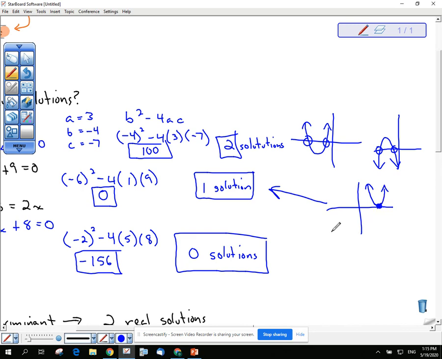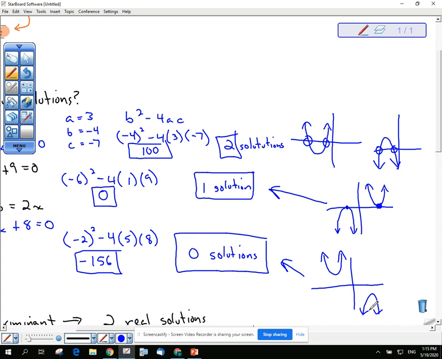In fact, you all took geometry already. Maybe you remember the word tangent. When a line was tangent to a circle, it was when it just touched it at one point. That's what this is. This is tangent to the x-axis. This parabola right here, right? If it just touches, it doesn't have 2 points, it doesn't have 0, it's just got 1. That's the 1 solution situation. Whereas the 0 solution situation is a parabola that lies entirely above or entirely below the x-axis.